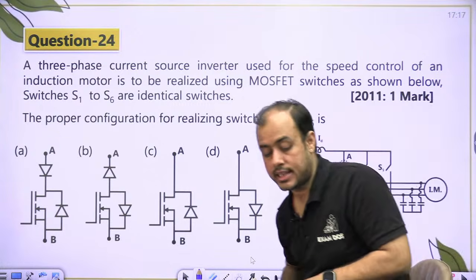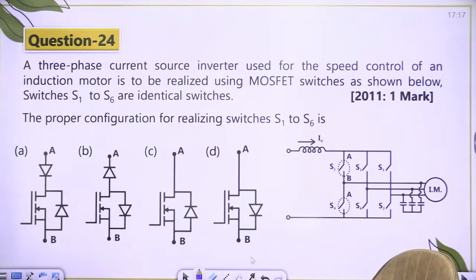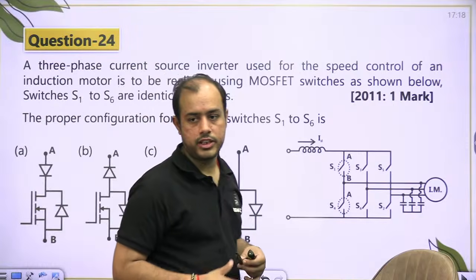Now, beta, we have a three-phase current source inverter. What switch can we use to design a current source inverter? Think about it. For a current source inverter, what is the nature of the switch that is needed? Based on that, tell me what kind of switch should we use? What is the type of switch that we should use?